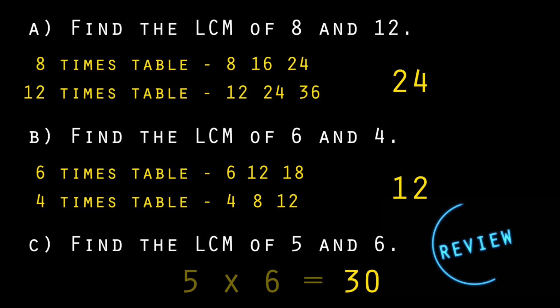You'll notice that 30 is 5 times 6, which in this case is the two numbers we were looking for times together. And when you do this, you won't always get the lowest common multiple, but you can guarantee it will be a common multiple, which might be helpful in some situations.